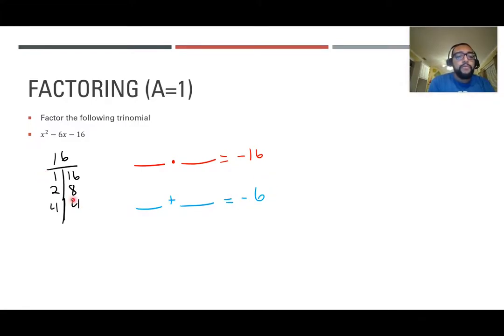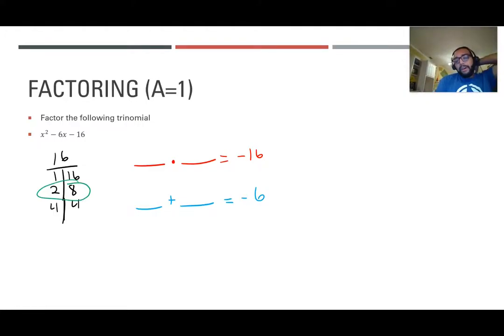What about 4 and 4? Well, we know negative 4 times 4 is negative 16. But if I was to add these two together, that'd be 8. If I was to subtract them, that'd be 0. So that wouldn't be negative 6. It looks like we're stuck with 2 and 8.